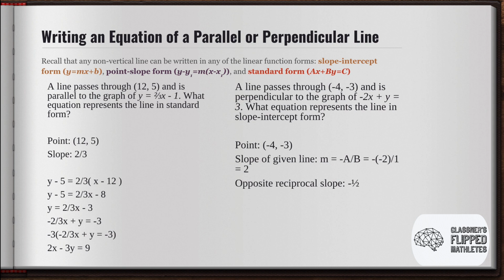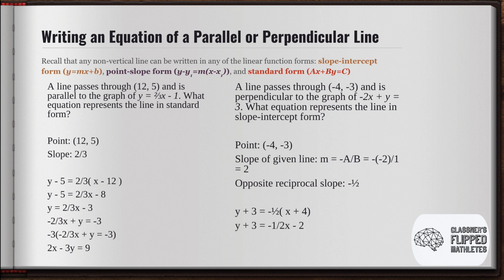Again, we know the point and the slope. Let's write a point-slope equation and then convert it. y plus 3, because the y coordinate is -3, equals -1/2 times the quantity x plus 4, because the x value is -4. From here, we're going to convert it to slope-intercept form, y equals mx plus b.